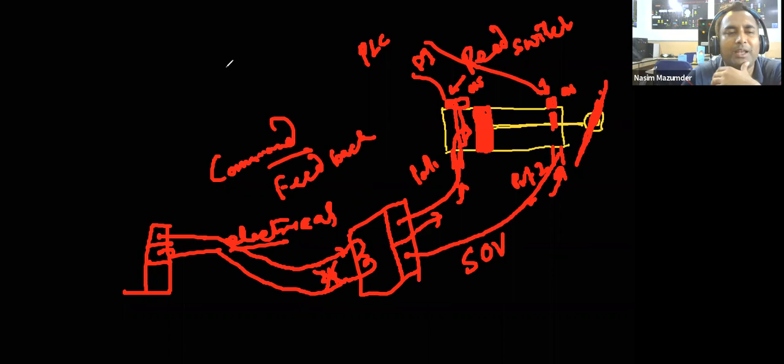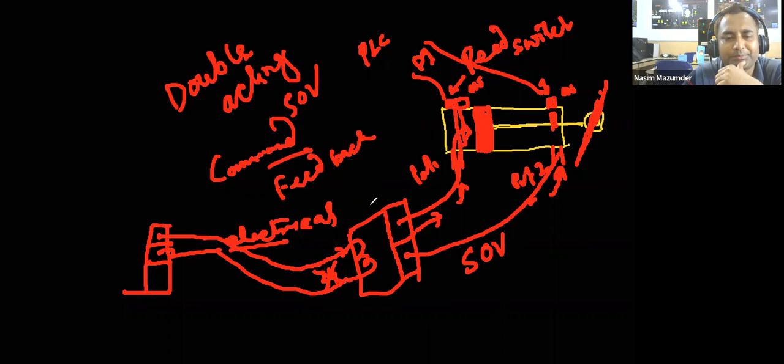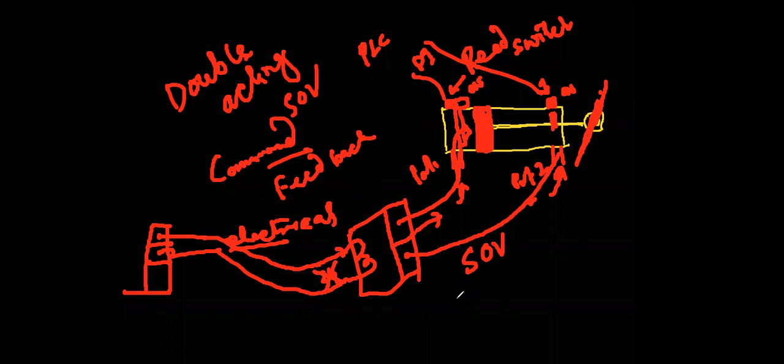So it is simply a double acting solenoid valve that can solve your purpose. After this, can we have some detailed conversation about types of SOVs? Because I'm just a bit confused about this.